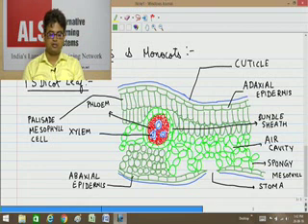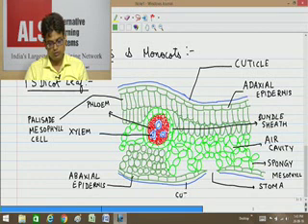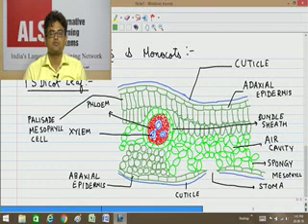Okay. All right. So this is the cuticle, upper cuticle, lower cuticle. This is also the cuticle. Cuticle. And these cells are the guard cells. I suppose you know, everybody, right? So finish the diagram.